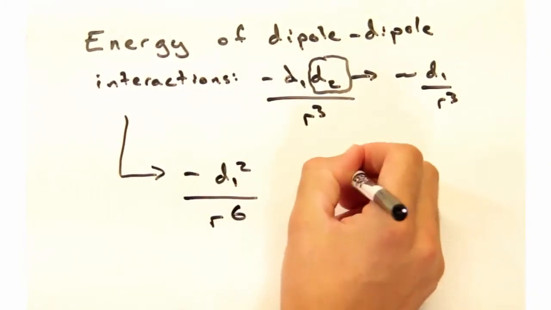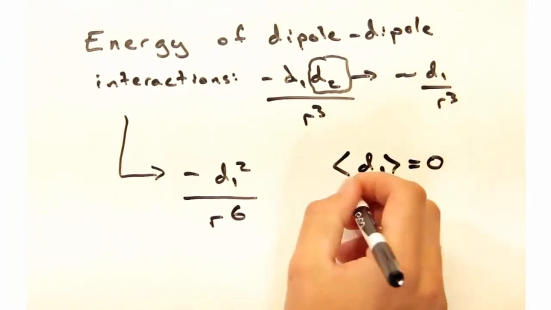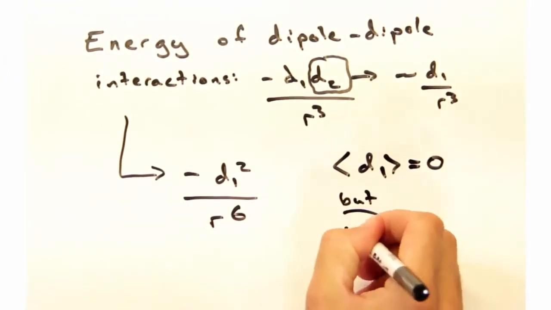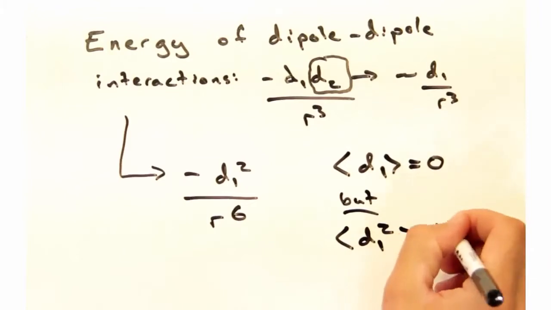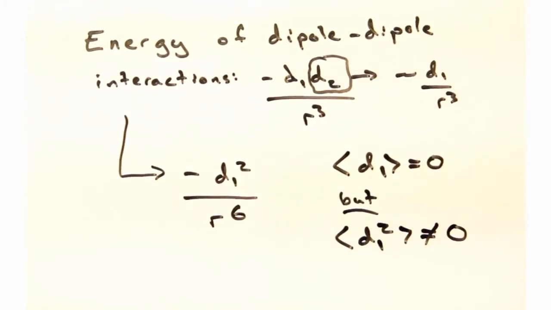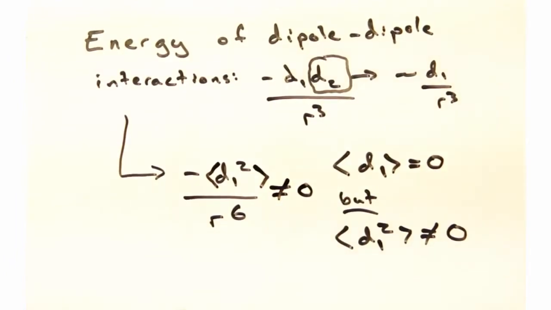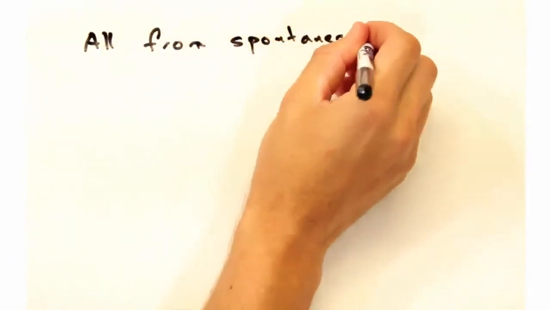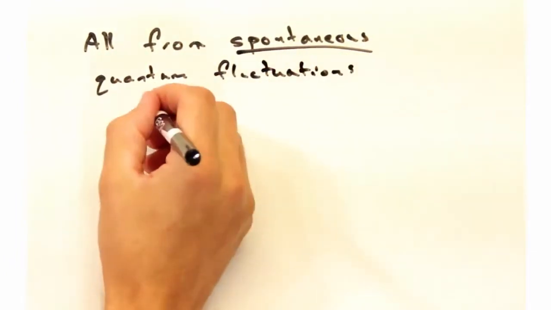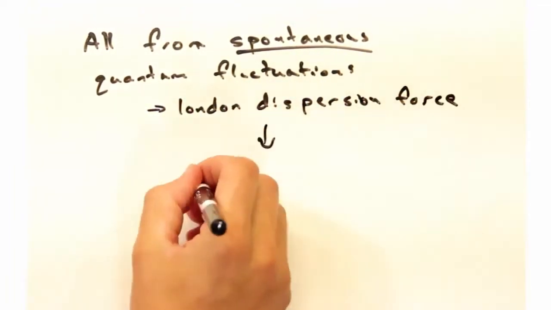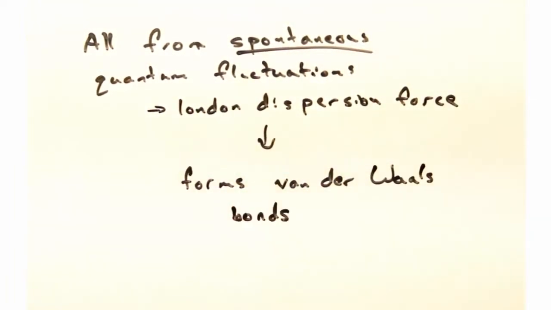So earlier when we thought about the time averaged part of dipole 1, we said it was 0. But the time average of the dipole squared is not 0. No, it's not, which means that the energy of this interaction is also non-zero. And that's all from spontaneous quantum fluctuations? Indeed, and we call this the London dispersion force, which forms what we call van der Waals bonds. It's the most spontaneous and general of all dipole-dipole interactions.